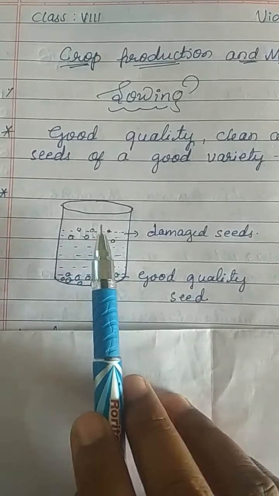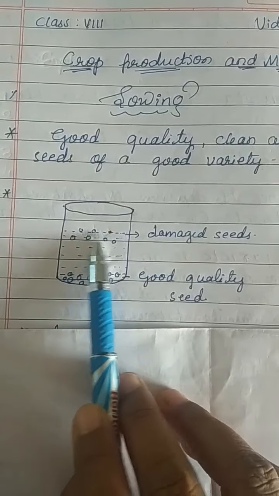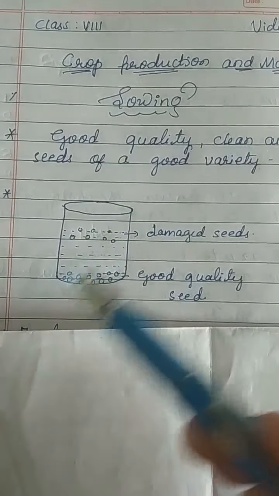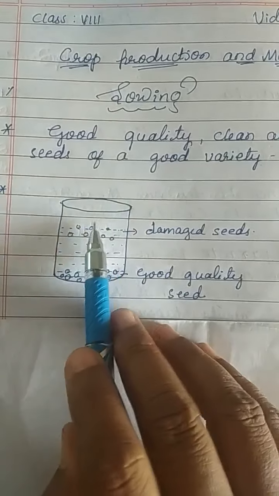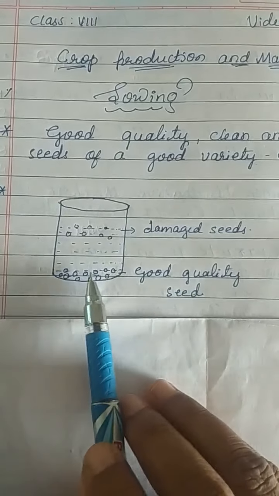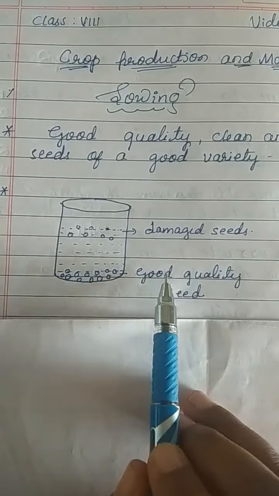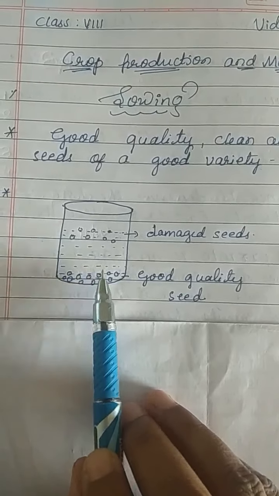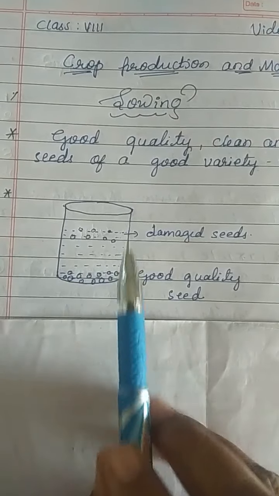Damaged seeds become hollow and are thus lighter. Therefore they float on water. These are the damaged seeds. They are hollow, there is nothing inside the seeds, so they are lighter. Whatever is at the bottom of the beaker are the good quality seeds used for sowing. This is a good method of separating good quality, healthy seeds from the damaged ones.